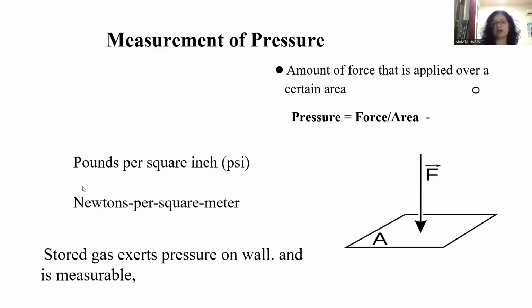So let's go to the physical principles now, because pressure is one of the most important physical principles which we all should know. And what is pressure? Pressure is basically the amount of force that is applied over a certain area. If it's pounds per square inch, we call it PSI, or newtons per square meter. All the stored gases in a cylinder are exerting pressure on the wall, and that pressure is measurable.